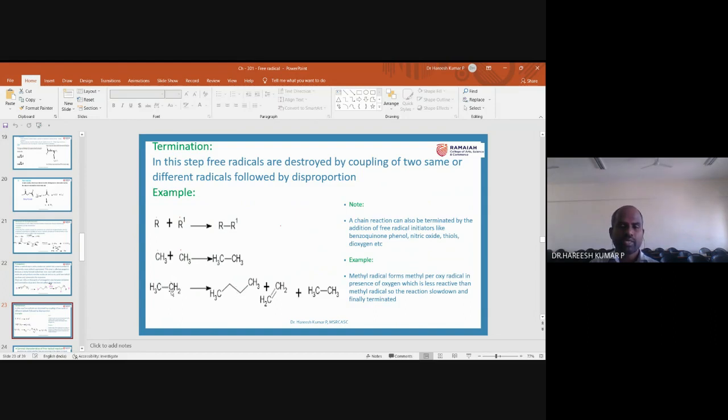Otherwise, what will happen? Instead of going for dimerization, if there is a loss of a hydrogen radical from this carbon, then there is an ethene compound. Suppose this ethyl radical abstracts a hydrogen from another ethyl radical, then there is a formation of ethane as the product. So this is about what is called termination.